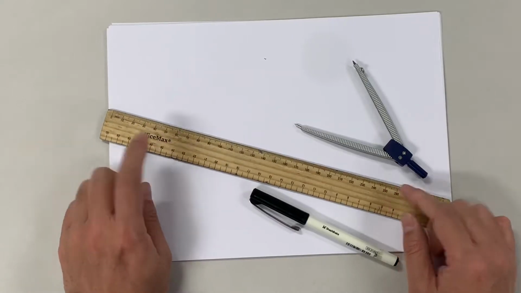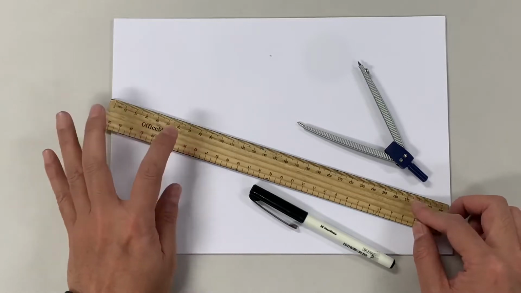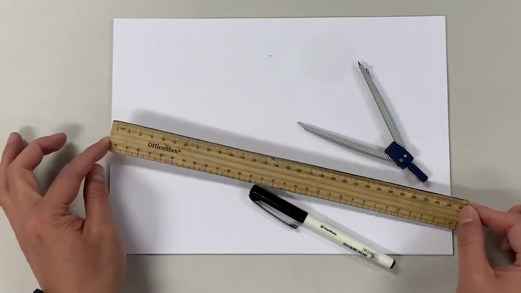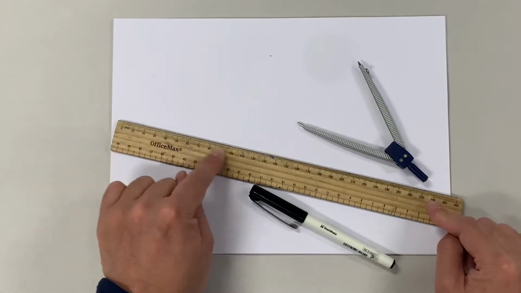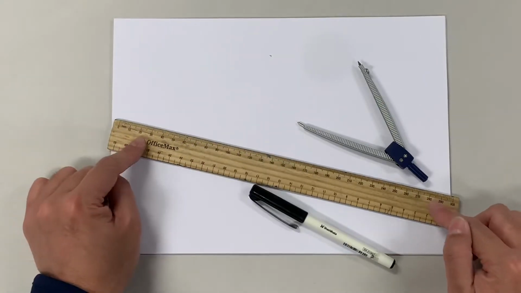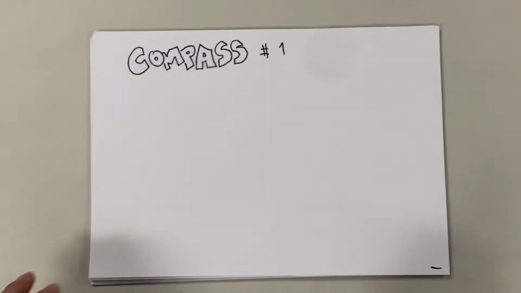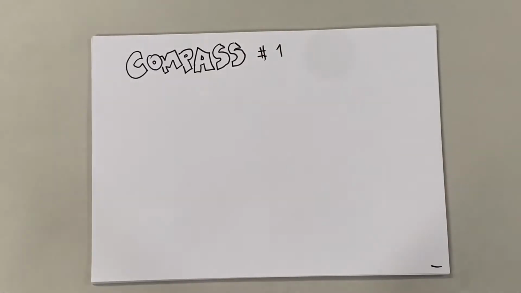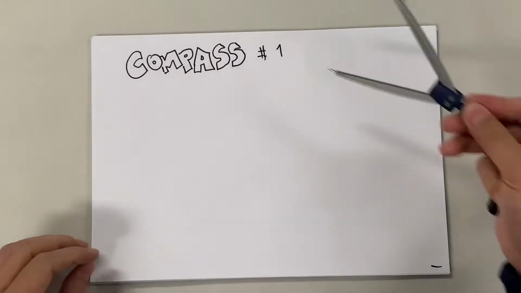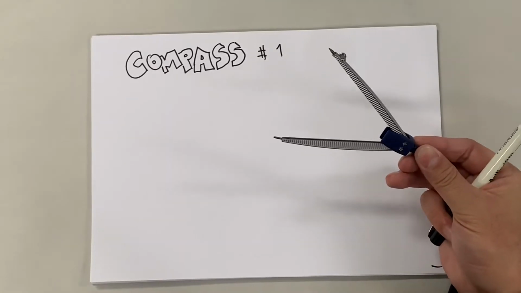So in the activities we have today, you are not allowed to use the measuring part of the ruler. This is purely to draw straight lines. Right, this is compass video number 1. I don't know how many videos I'm going to make with compass, but anyway, this is number 1. So the first question is, what is this?